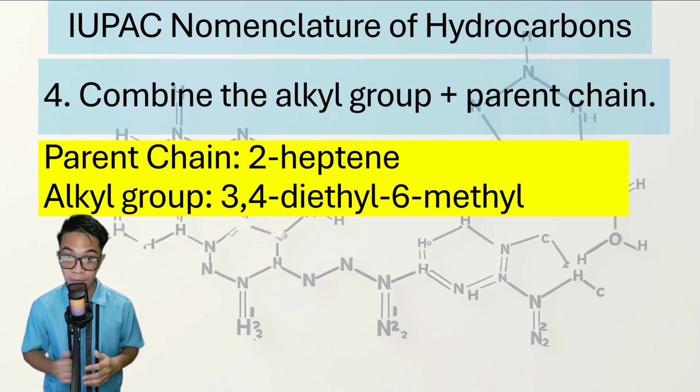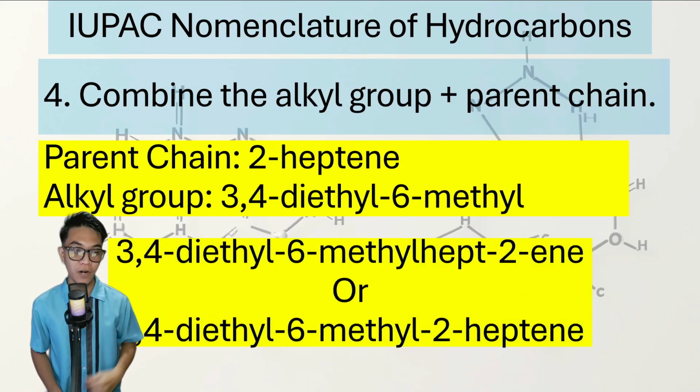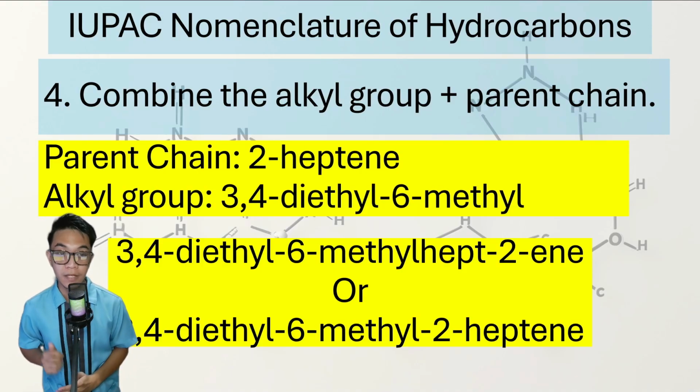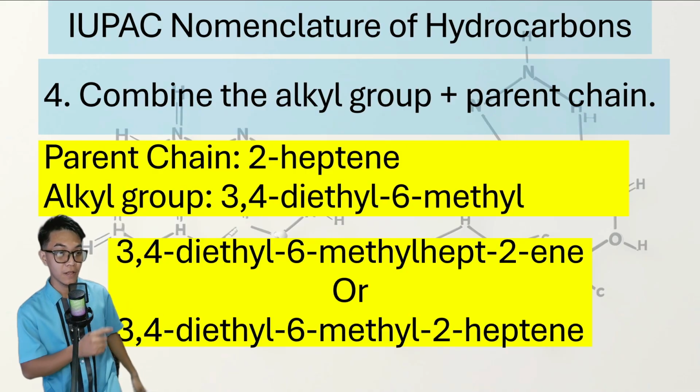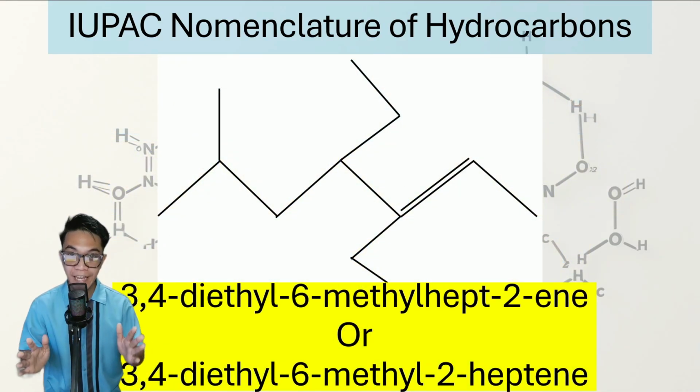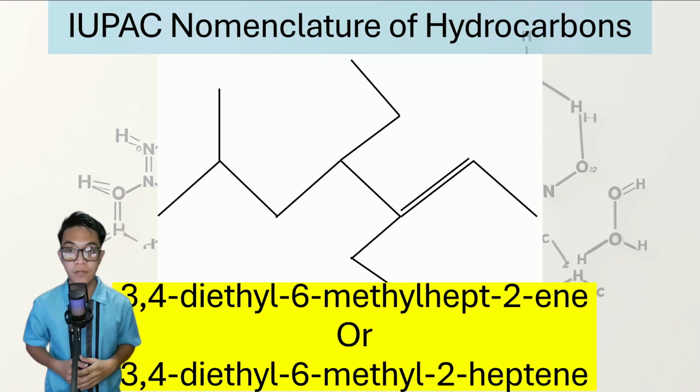Next we have the 6-methyl group, and we just combine them with the parent chain of 2-heptene. So this is the final name of our hydrocarbon: 3,4-diethyl, 6-methyl hept-2-ene, or we can have 3,4-diethyl, 6-methyl 2-heptene. So that is the name of our hydrocarbon. It's simple, right? It's not that complicated. We just have to follow certain instructions and rules in IUPAC nomenclature so that we can get the naming of hydrocarbons correct.